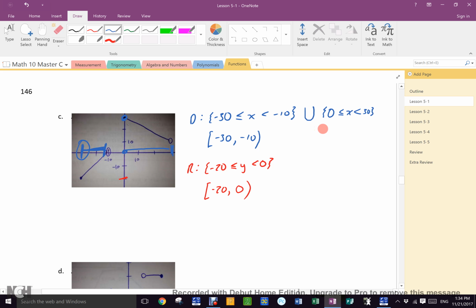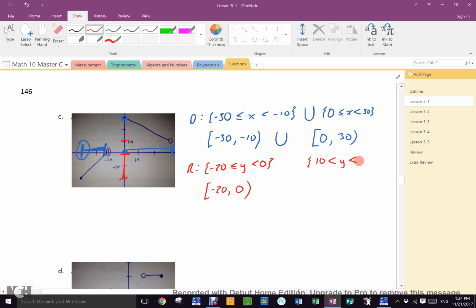How do I do this one in interval notation? Bracket. What kind? Square. 0. And what goes in the middle? A U. Now do the same thing for the range. What's the lowest one there? 10. Does it hit 10? No. How do you know that? Because it's an open dot. So is it less than 10 or less than or equal to 10? Less than 10. There we go.